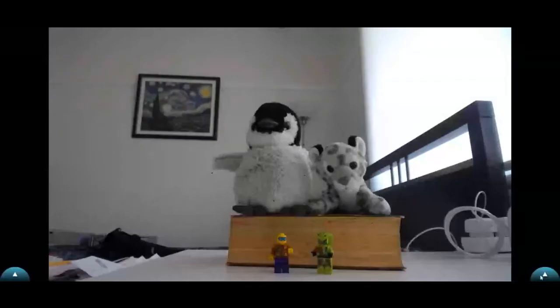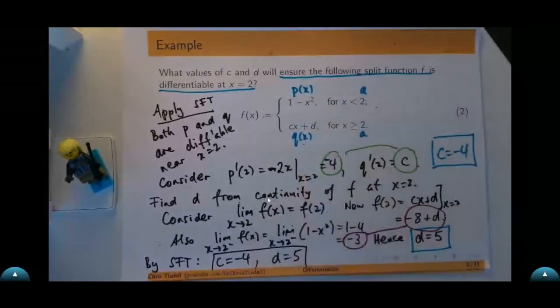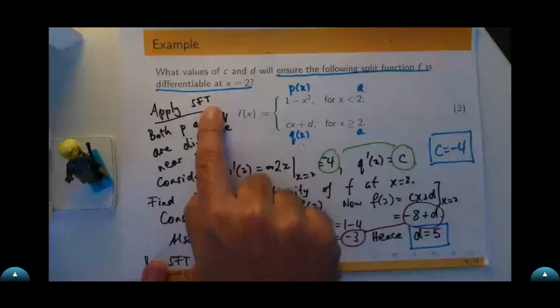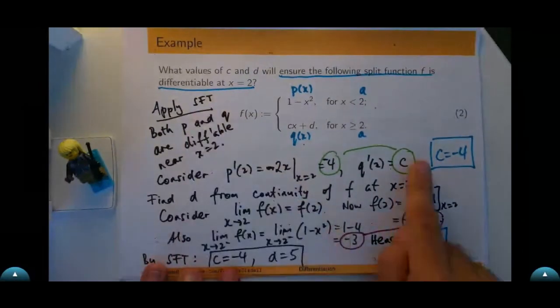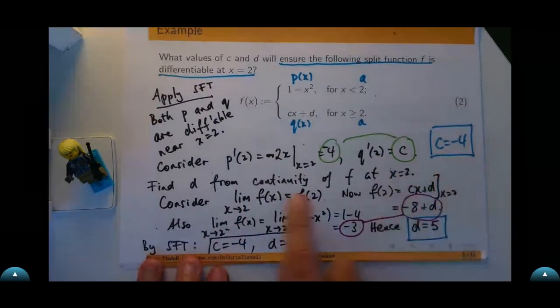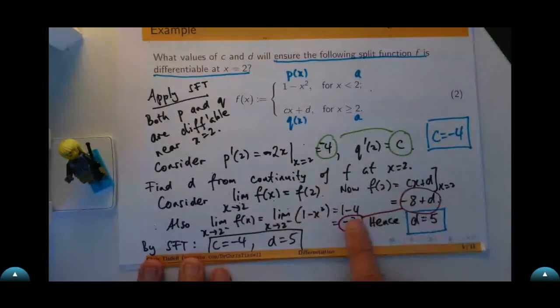Now, these are not particularly easy problems, and students get confused because they're not sure what they're calculating. So let me just step you through it one more time. First, we want to calculate the values C and D, and we apply the split function theorem. The first thing is to get these two things to be equal. That gives you one thing. The second is to employ the continuity. That gets you the other value.